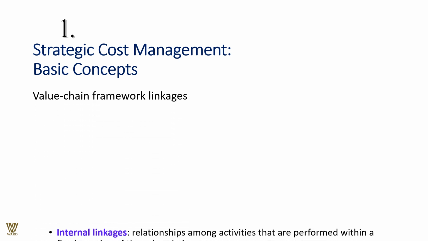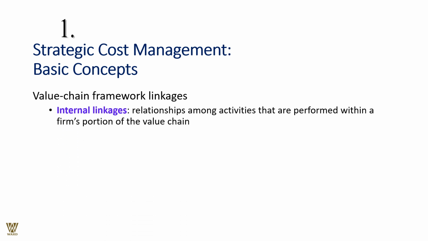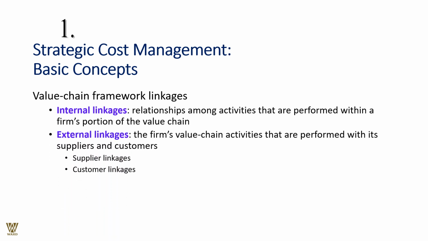So, value chain frameworks. The internal linkages are relationships among the activities. If a vendor is producing a part of your product, that is an internal linkage, performed within the firm's portion of the value chain. The vendor produces a part of your product, and only after completing and delivering it can you assemble it within your main product line and come up with the finished product. This is where internal linkages have to be considered.